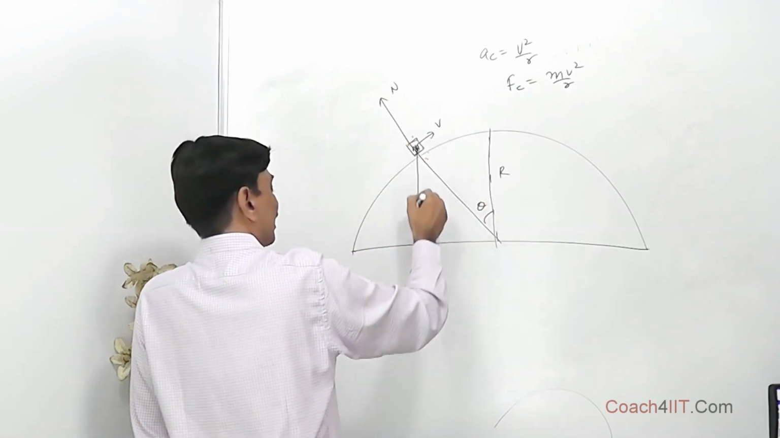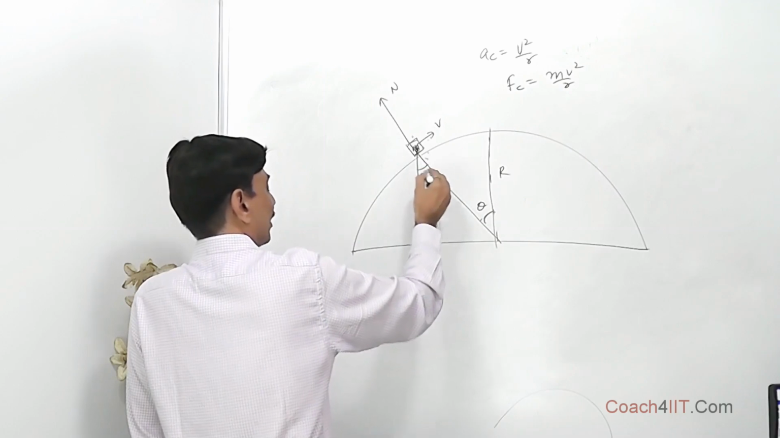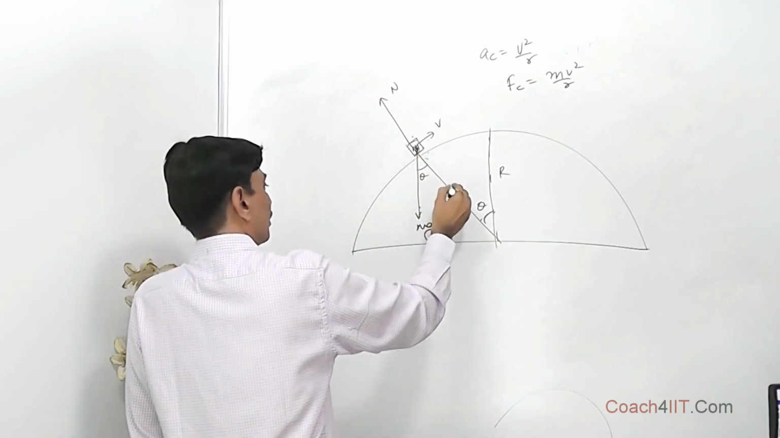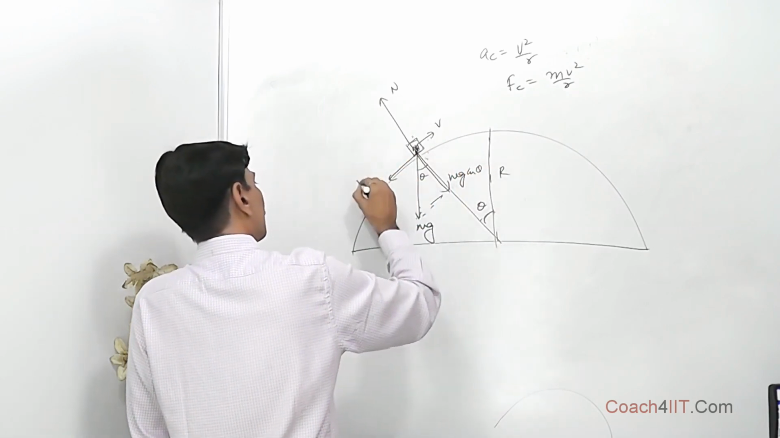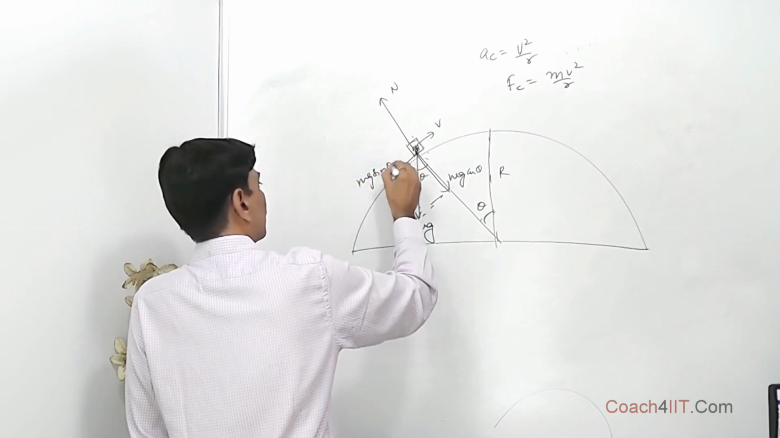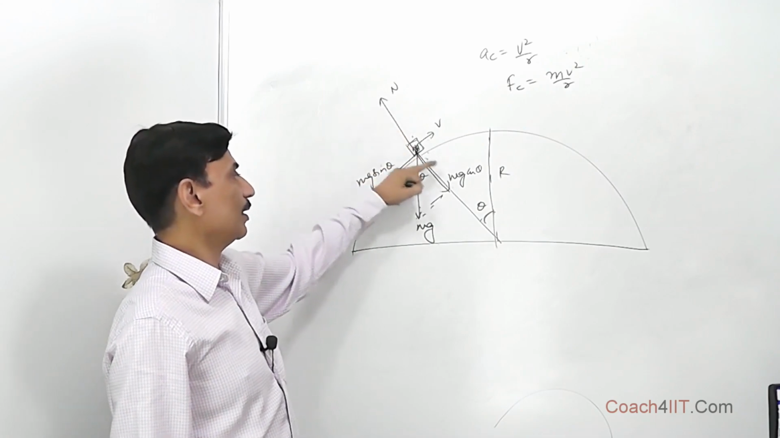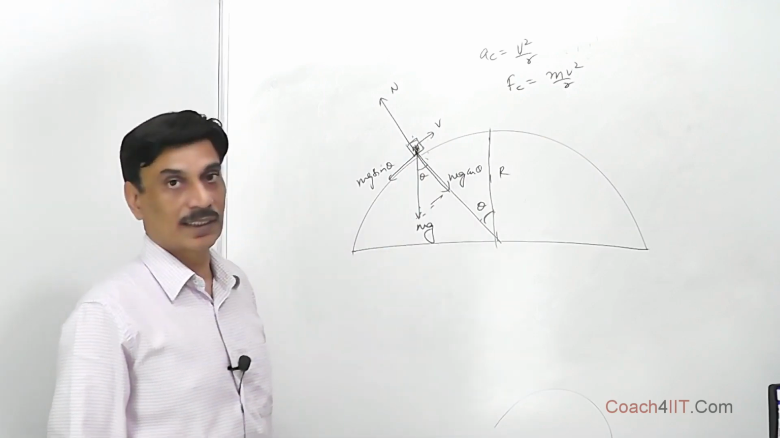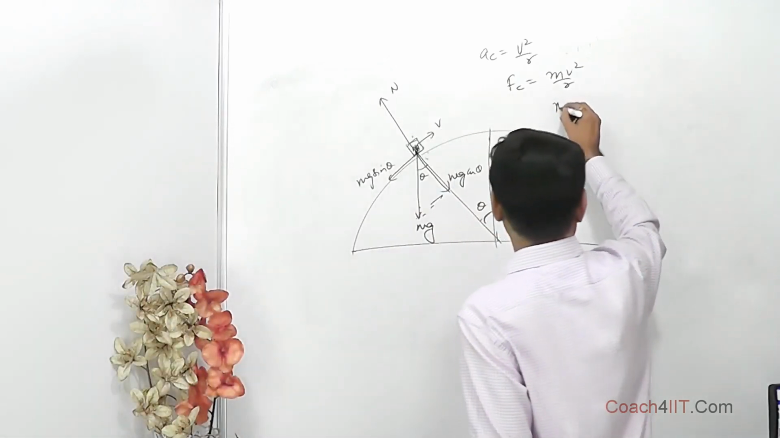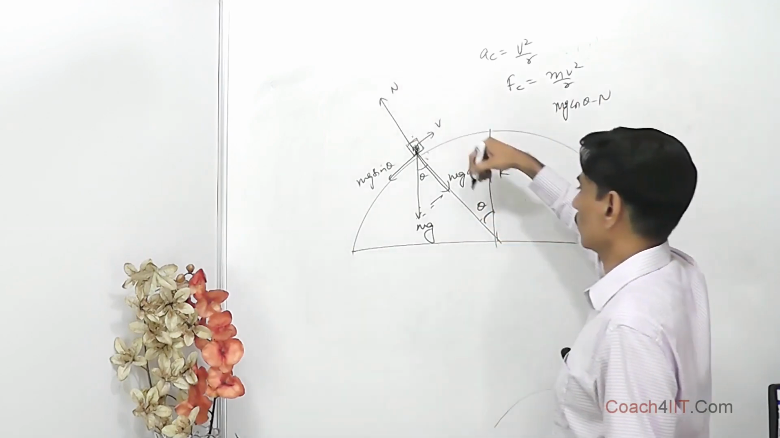So this and this line are parallel, this is angle theta, so this is also angle theta. If this is mg, once again we take this triangle, so this side is going to be mg cos theta, and this is going to be mg sin theta. Now along the radius we have two forces, one is n this way, the other is mg cos theta this way. Ultimately the net force has to be toward the center. So it means mg cos theta minus n, this is this way, net force has to be towards center.